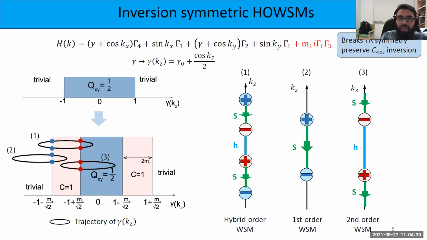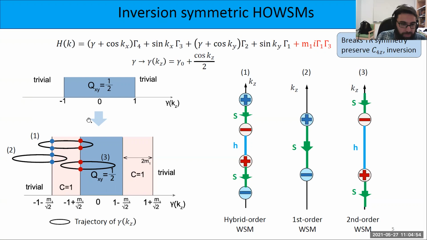So let's start from the inversion symmetric higher order Weyl semimetals. For inversion symmetric higher order Weyl semimetals, the perturbation that I'm adding is this. This perturbation is going to break the time reversal symmetry, but it's going to preserve inversion and C4z. Now let's look at how the phase diagram of the higher order Dirac semimetal changes once you add this perturbation.